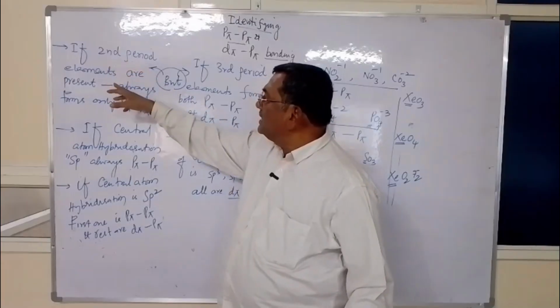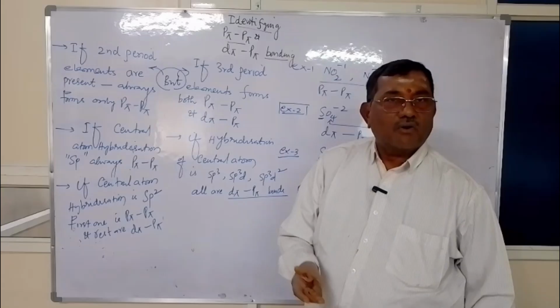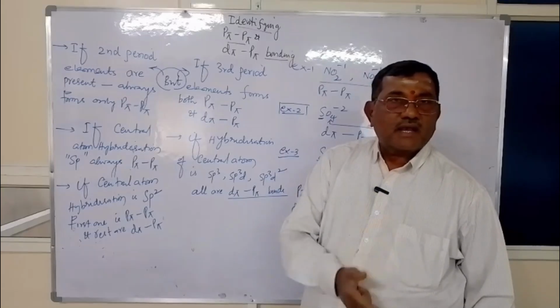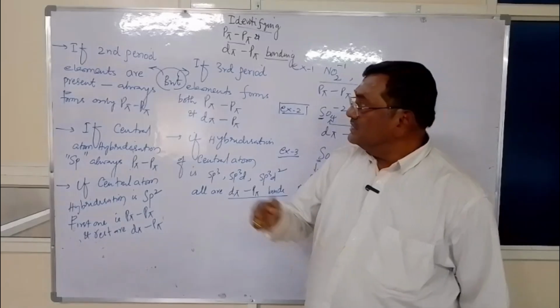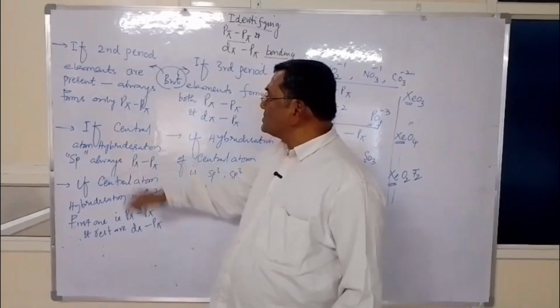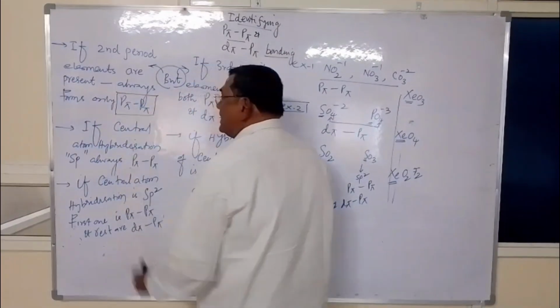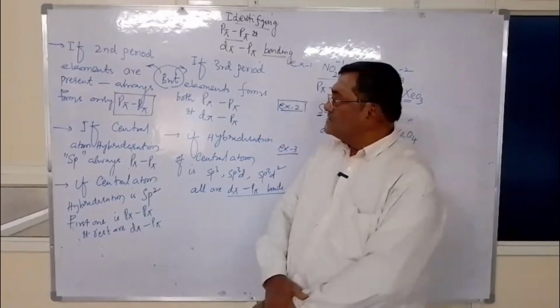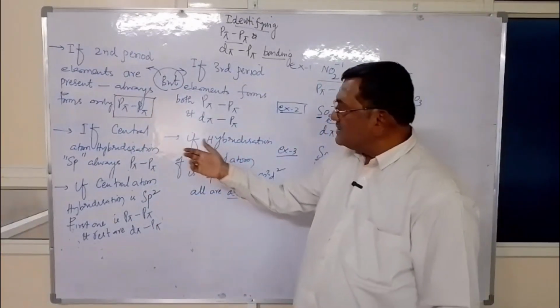If second period elements are present, like carbon, nitrogen, oxygen, whatever second period elements of the p block you are taking, then it's always going to form only one kind of bonding, that is p-pi, p-pi bonding. Let us have some examples later.